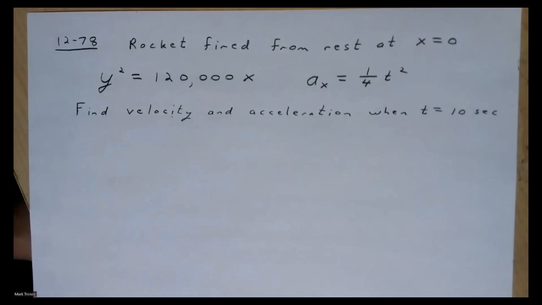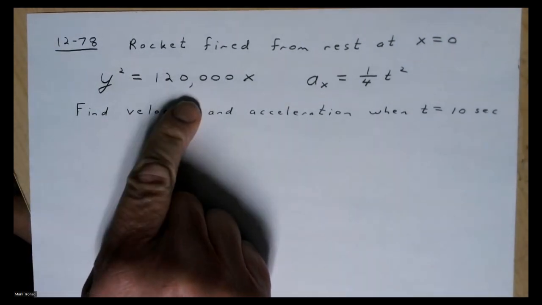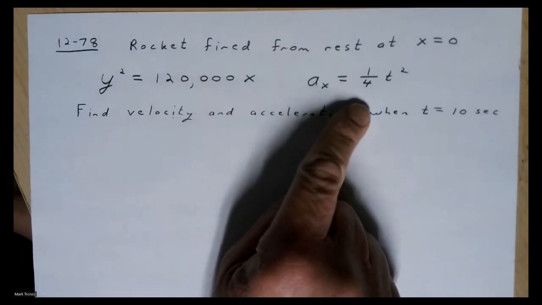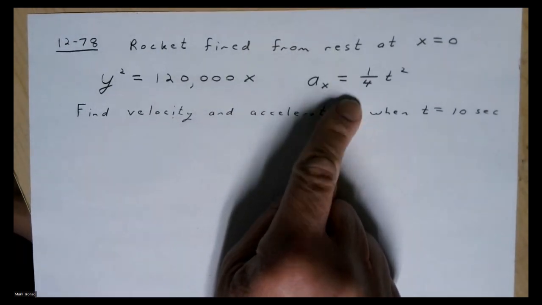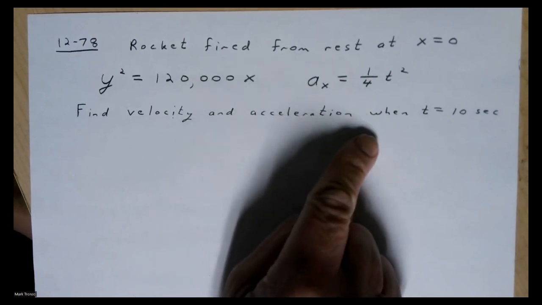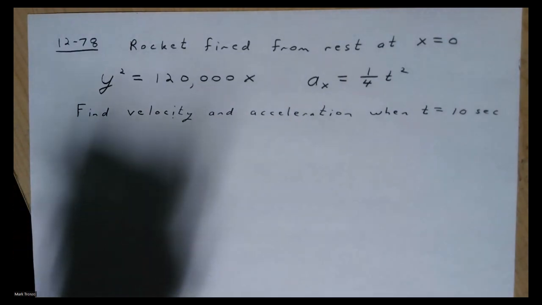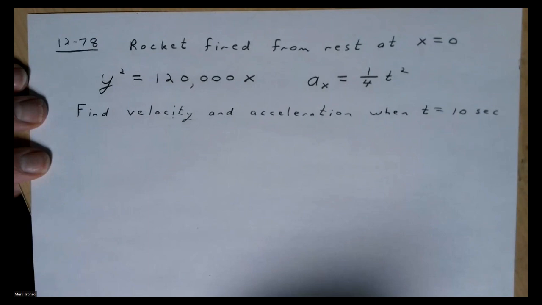So let's take a look at the situation. Rocket fired from rest at x equals 0. And the relationship between x and y is given by this. Now we know the acceleration in the x direction, and we want to find the velocity and acceleration when t is 10 seconds. So we're going to need to find the velocity. Now, of course, we're going to need to find both the x and the y components of velocity. So might want to keep that in mind.